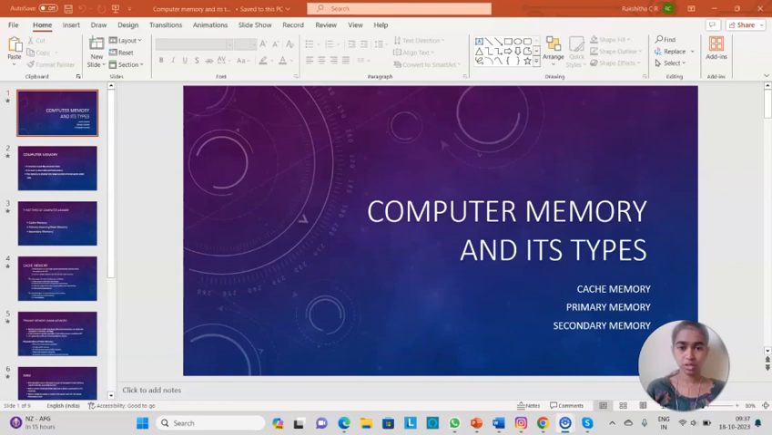Today I am here to explain the topic of computer memory and its types.